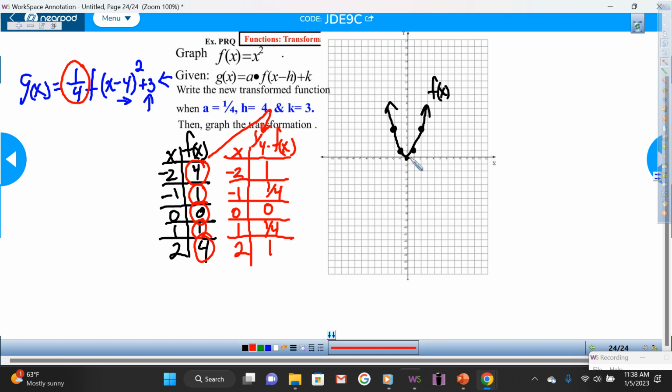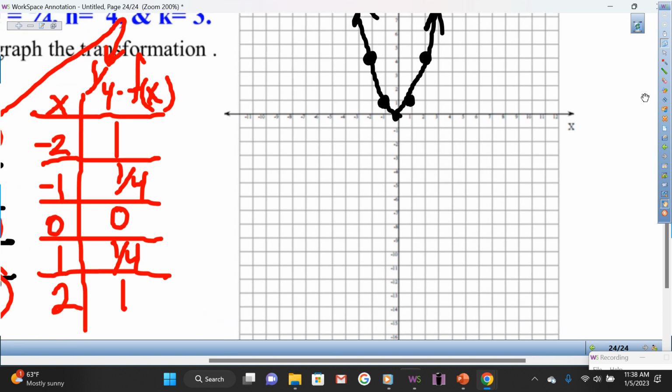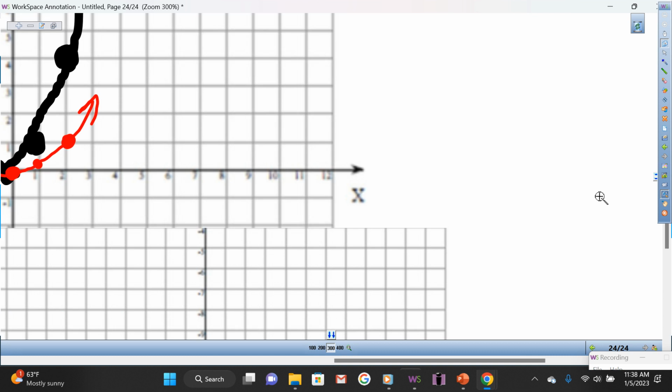All right. Let's plot these. -2, 1. Let me zoom in so you guys can see it. -1, 1/4, which is close to the x-axis right there. 0, 0. 1, 1/4. 2, 1. Graph your function compressed. And that's how we do the compression. Let me zoom out.